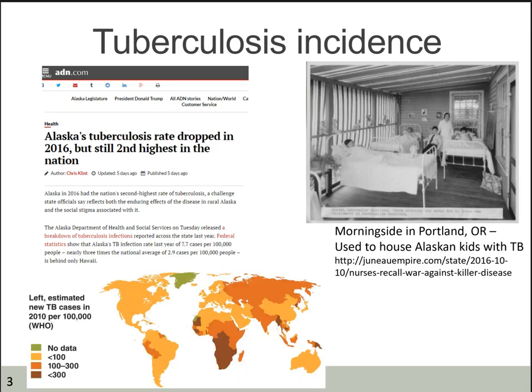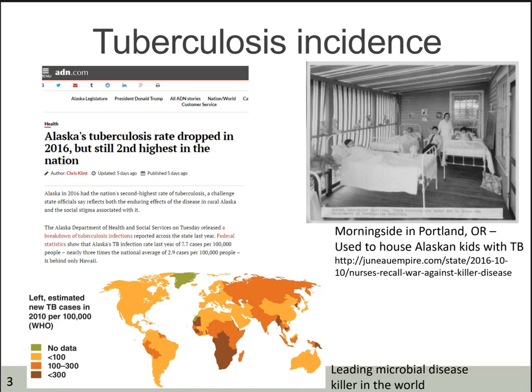Tuberculosis is not just a problem in Alaska, though, obviously. It's a problem across the world. And this is an incidence map from 2010, showing that in the very darkest colors, there are more than 300 cases per 100,000 people. And even here in the United States, you can see that we have that light orange color, which is indicating more than 100 cases per 100,000 people. That's a pretty high rate for an industrialized country.